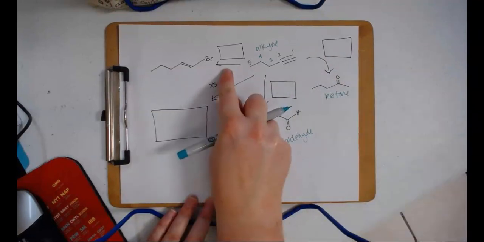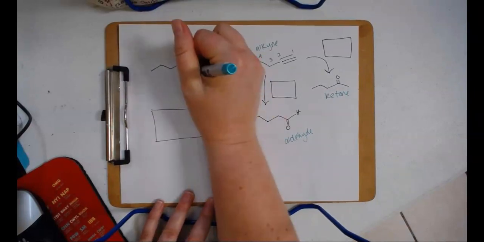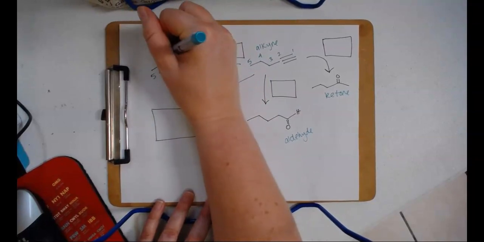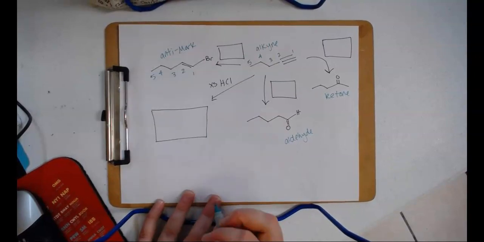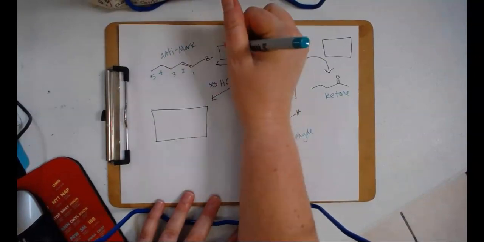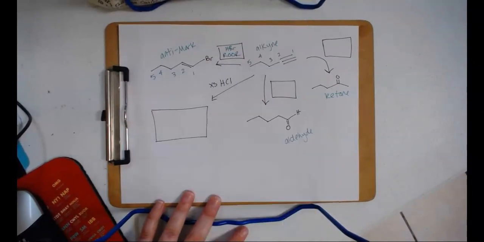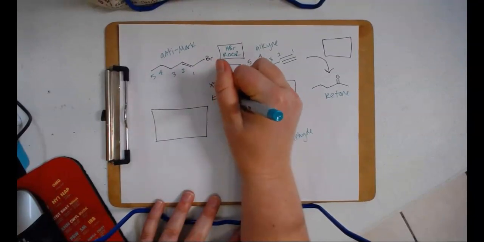So I'm going to start up over here. We're going to add this bromine, but notice that it's adding to that end position. So I know that this added anti-Markovnikov because it's on that end position. So that means I need to use HBr and my peroxide. Now if I add excess HCl, I know that this is going to add Markovnikov.